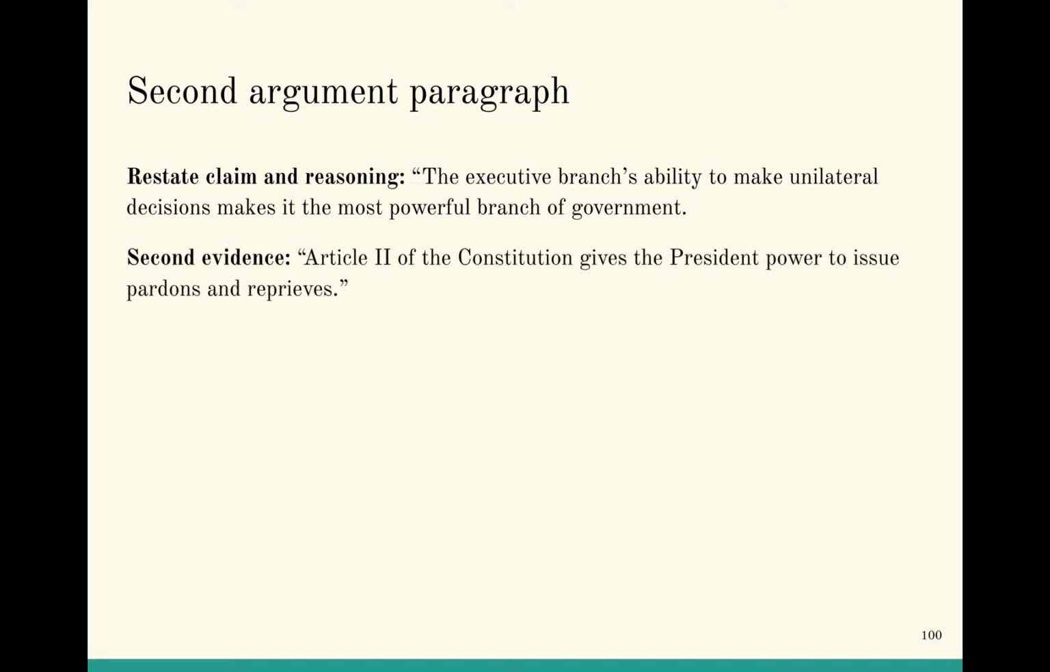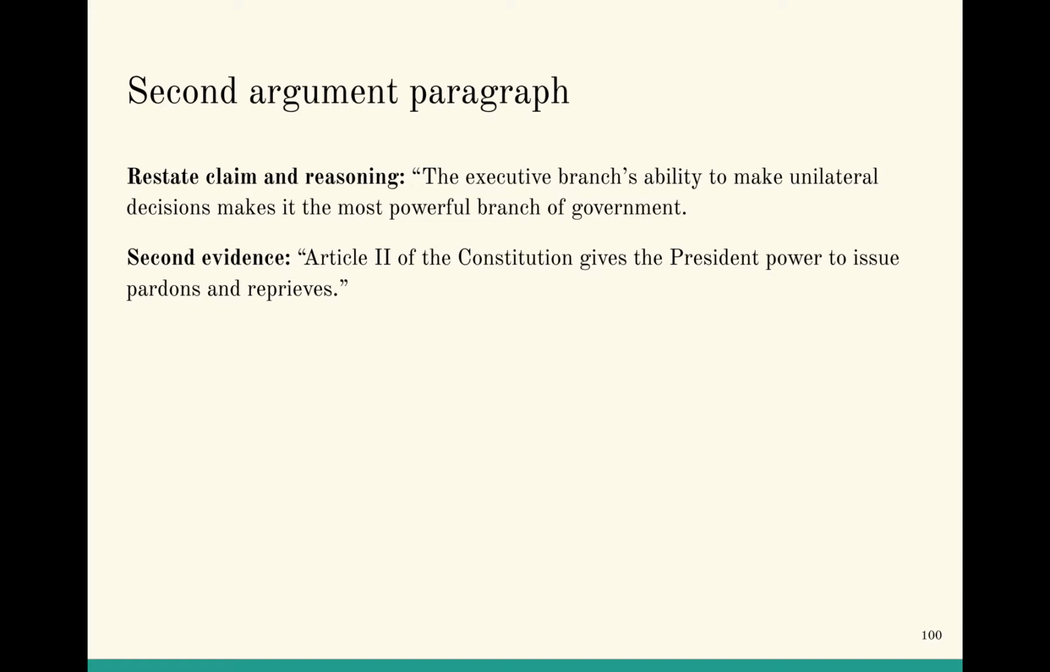So I'm going to pick a different piece of evidence here. I'm going to go back to Article 2. That was one of the things on the list that we could have used in addition to Federalist number 70. You could also use anything else. Remember, only one of your pieces of evidence has to come from the list given in a question. Article 2 of the Constitution gives the president power to issue pardons and reprieves. So your evidence just has to be something true and factual.